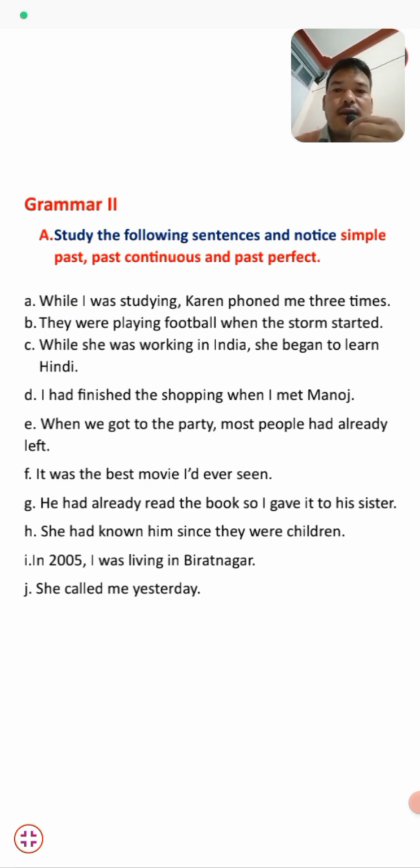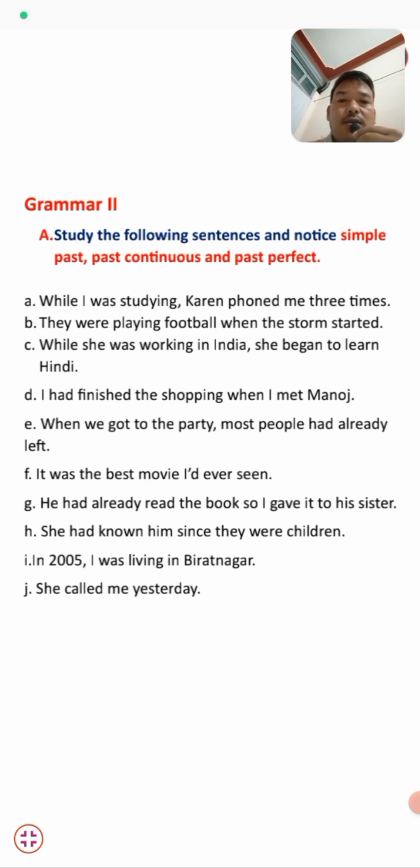First one is, while I was studying, Karen phoned me 3 times. Students, here during the time when I was studying, Karen phoned me. Then you have to notice, students, what you got here. They were playing football when the storm started. Means when the storm started, we were still playing there. We had not finished the playing.